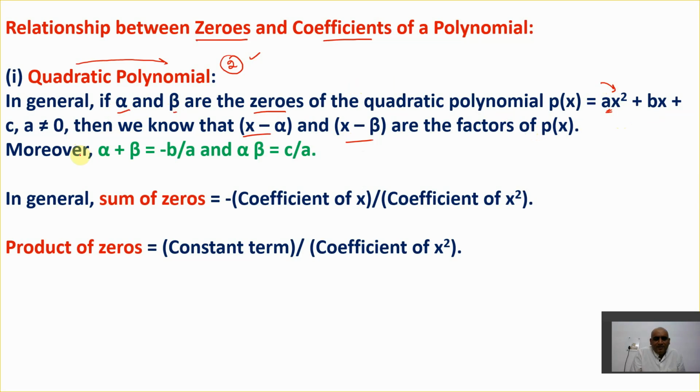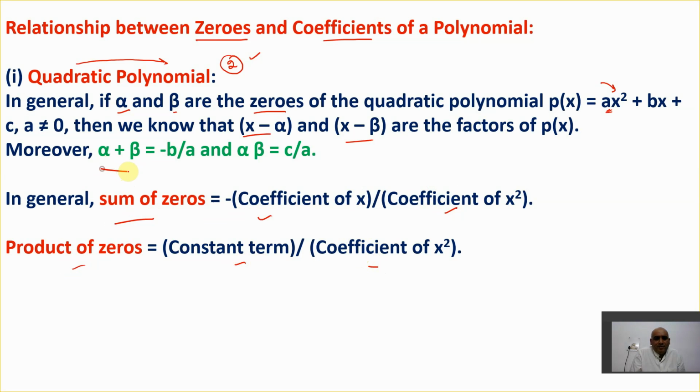So we'll explain this with the help of examples, so don't worry about it. Now let's say here we need to find the sum of zeros. Sum of zeros is the coefficient of x divided by the coefficient of x square. Product of zeros is the constant term divided by the coefficient of x square. We'll take this with the help of an example.